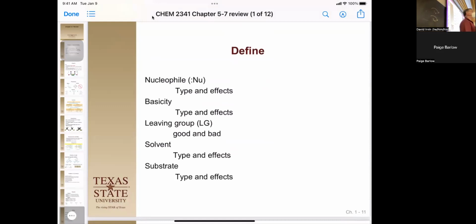Leaving group. What's a good leaving group? What's a bad leaving group? Solvent effects, types and effects, and then substrate types and effects.